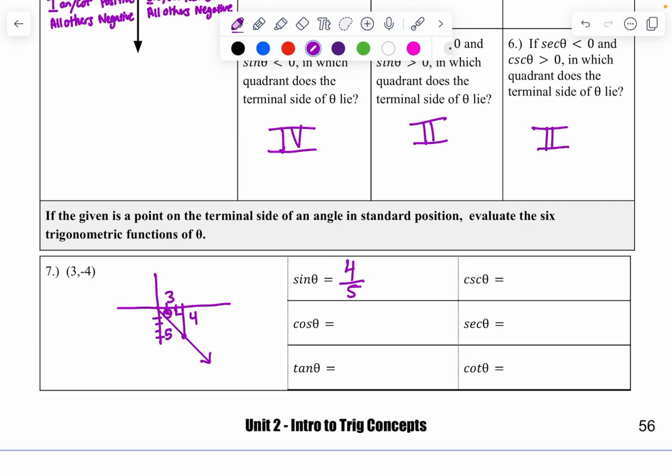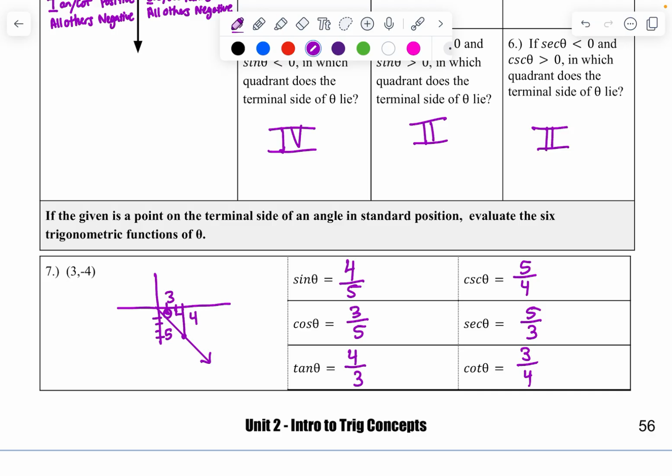The cosine is adjacent over hypotenuse, so that's 3/5, and the tangent is opposite over adjacent, so 4/3. We know cosecant is just the reciprocal of the sine, secant is the reciprocal of the cosine, and cotangent is the reciprocal of the tangent.